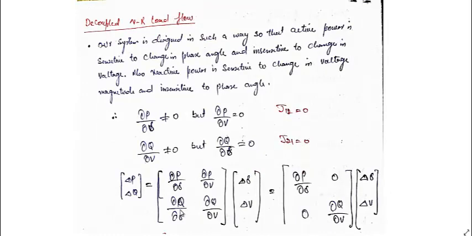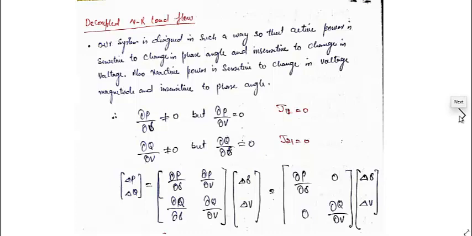Coming back to this equation, now this is the usual equation of our Newton-Raphson method, which is not decoupled. So delta P, delta Q, delta P by delta delta, delta P by delta V, delta Q by delta delta, and delta Q by delta V, delta delta and delta V. Since we know from this explanation that this is 0 and this is 0, this matrix reduces to this. And when we multiply it, you will see that delta P will have only delta P by delta delta multiplied by delta delta. There will not be any delta V, because delta V will be multiplied by this 0. It will be cancelled out.